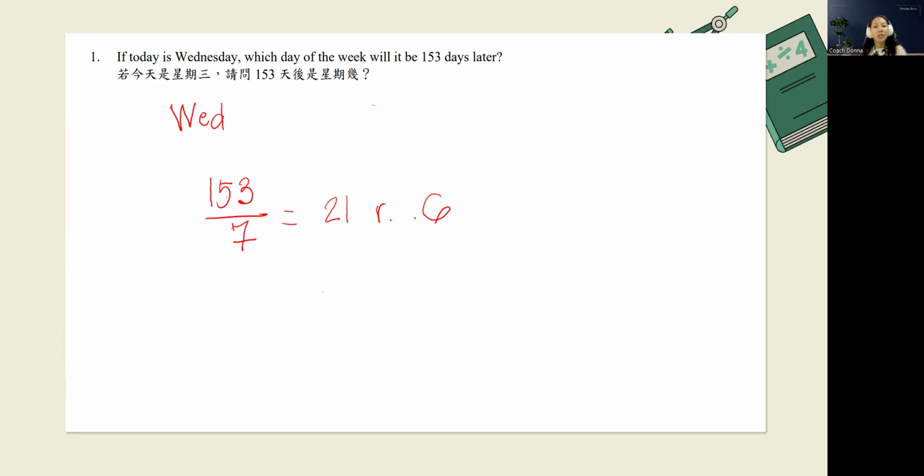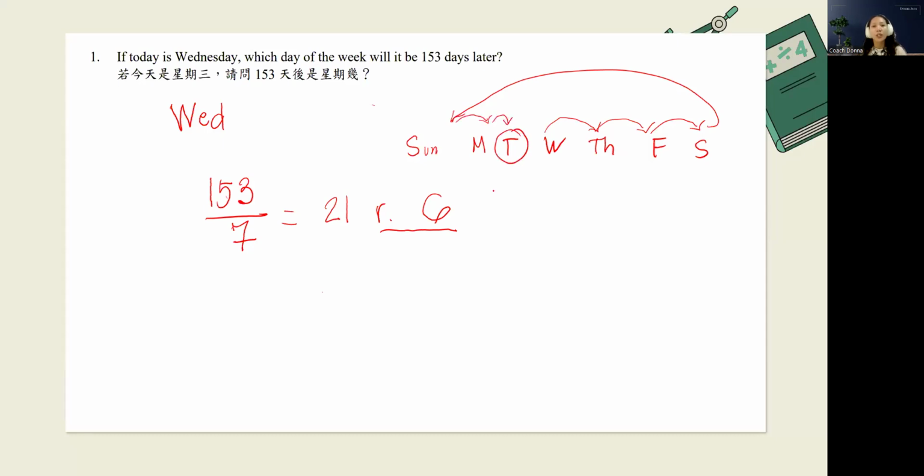Let's write down Sunday, Monday, Tuesday, Wednesday, Thursday, Friday, and Saturday. So we started at Wednesday, and we just have a remaining 6 days to go through. We already went through 21 Wednesdays. So next to Wednesday is Thursday, that's 1, then 2, then 3, and then we go back to Sunday, 4, and that's 5, and that's 6. Notice you'll have a Tuesday. So the answer is a Tuesday.